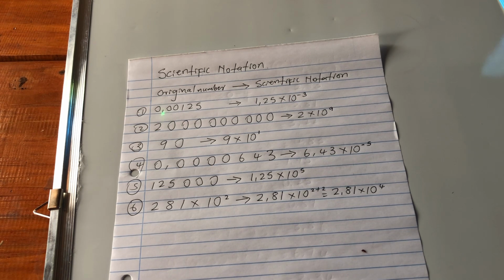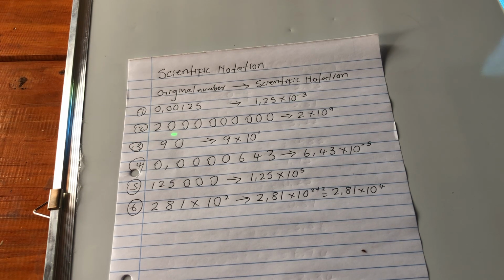So the rule here is when you shift this point to the right, you subtract the number of times that you have shifted it from your exponent. If it's 3 times, that 3 must carry minus.